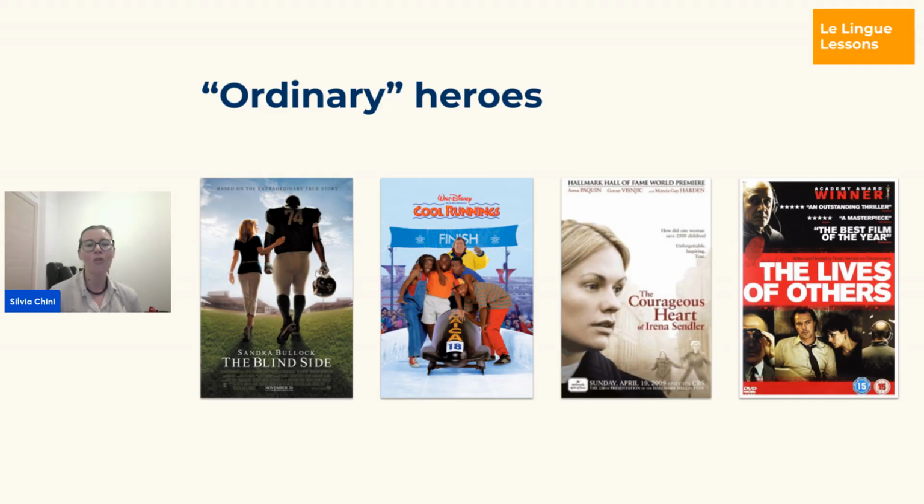We also have ordinary heroes in movies. As usual, you have many movies about ordinary heroes. These are some movies that you can use with different levels. So, for example, The Blind Side is the story of a rugby player, homeless without a family, who is adopted by a rich family, who provides him food and shelter and the possibility to become a great star.